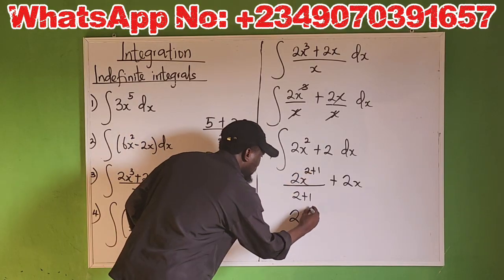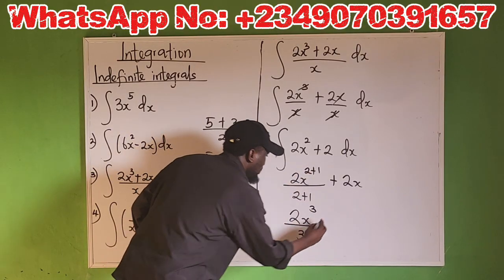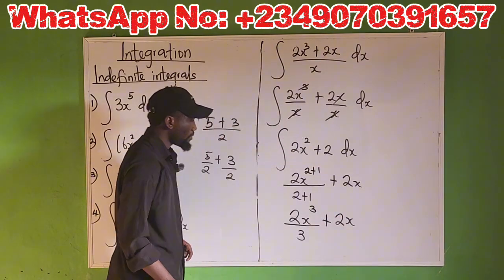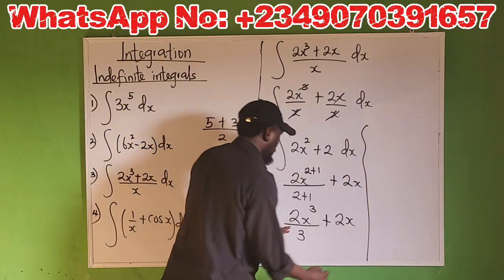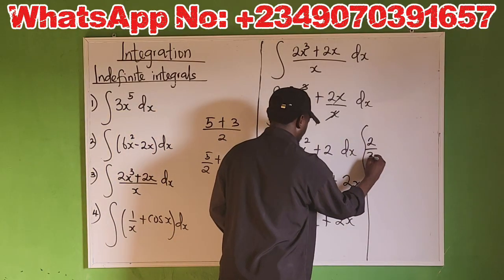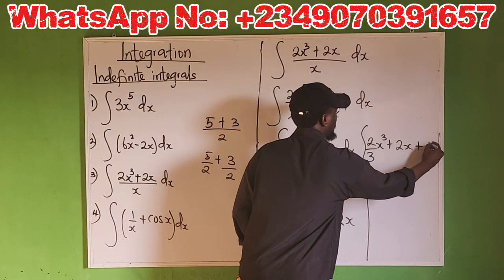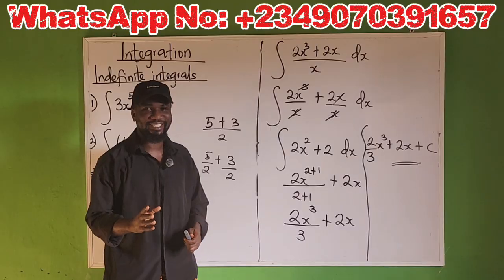2 plus 1 is what? That is 3. Divided by 2 plus 1 is what? That is 3. Then plus what? Plus 2x. So what's the next thing? We can just have this now to be what? To be 2 over 3 x cubed plus 2x, then plus c. This is the answer. I believe you are getting it.